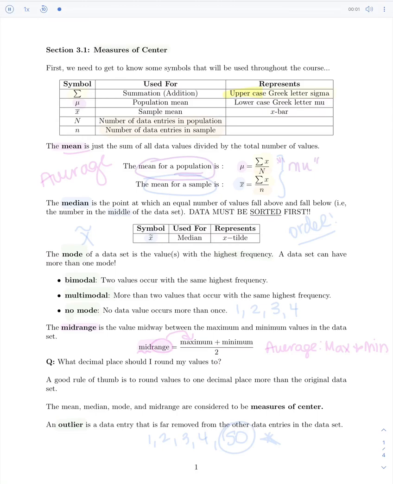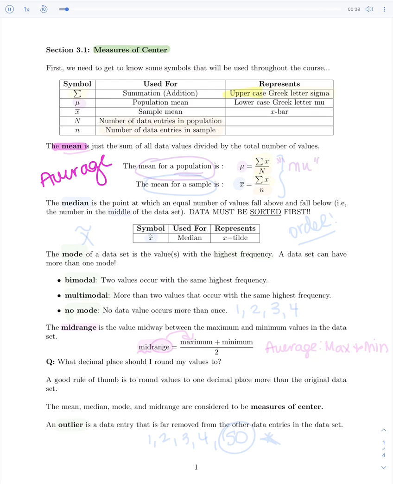In section 3.1, we're going to look at using some new symbols and learning a couple of vocabulary words. Some of them you've probably seen before, but mainly a bunch of new symbols. What we're going to look at are what are called measures of center, different ways of measuring the center of the data. The first one that you learn probably in all of math when you're looking at data is how to find the mean. The mean is a fancy word for finding the average.